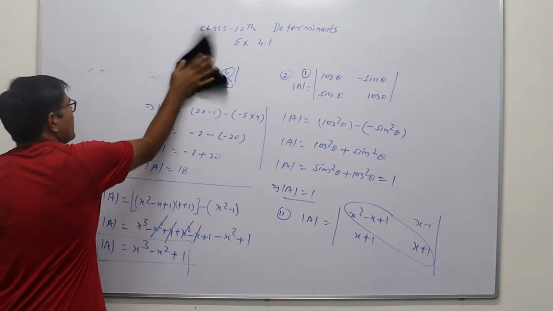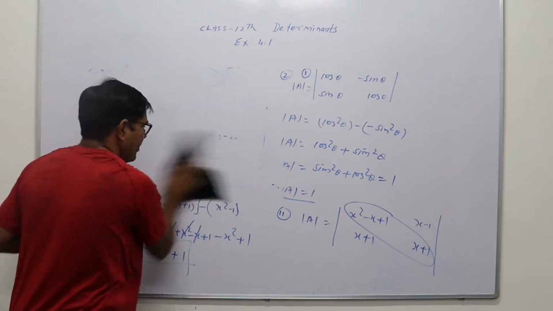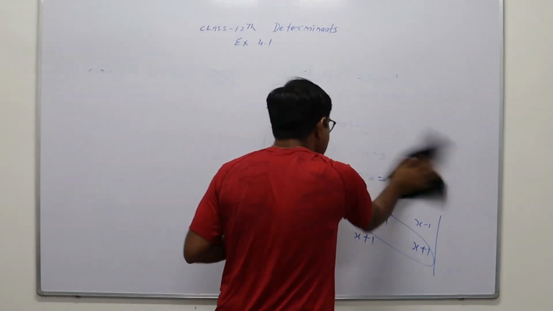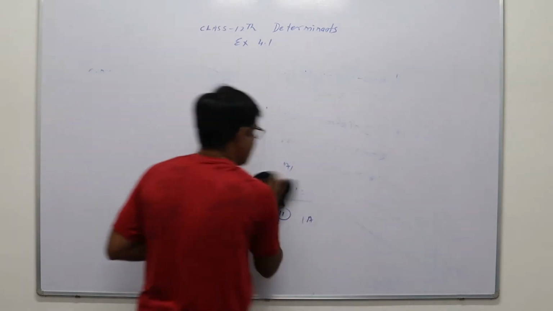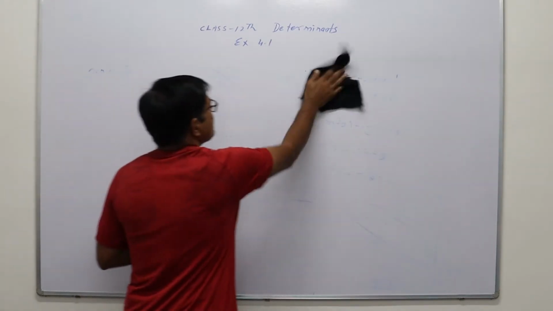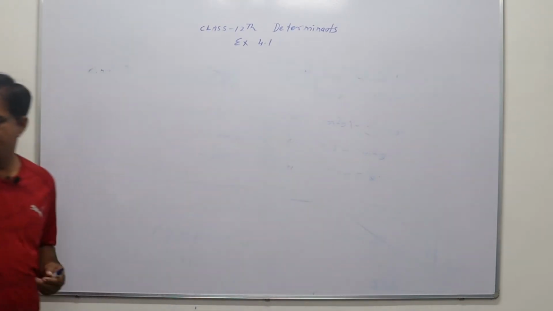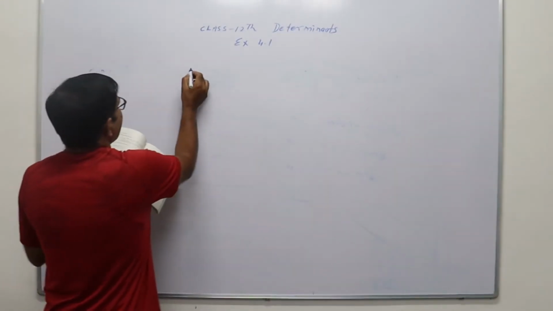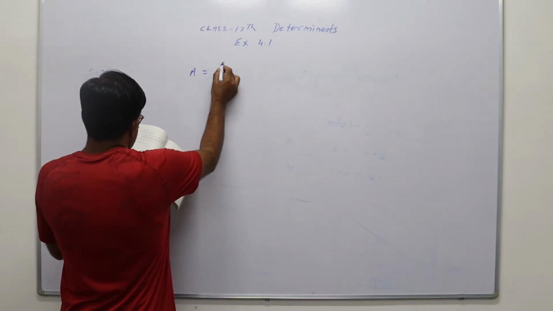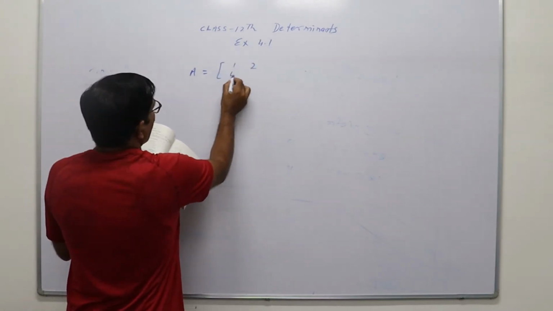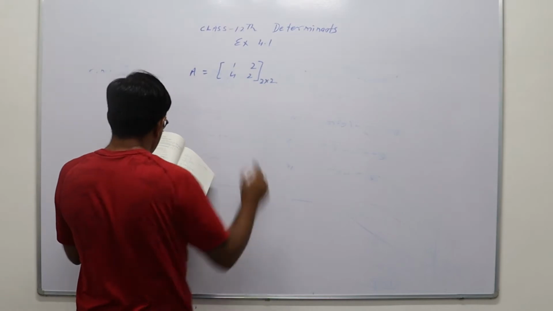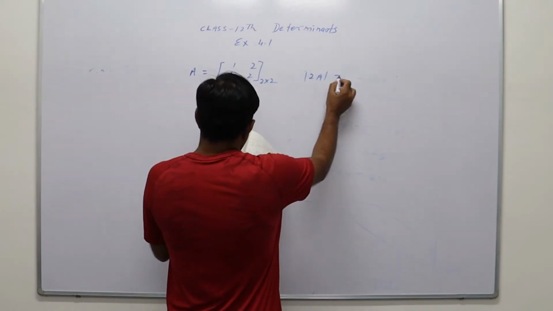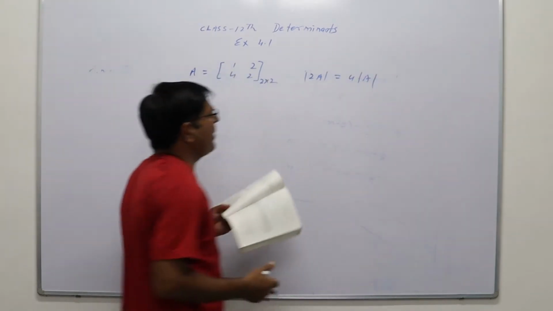Now question number 3. If a square matrix A is given, with first row 1, 2 and second row 4, 2, this is a 2 cross 2 square matrix, then prove that determinant of 2A is equal to 4 into determinant of A.